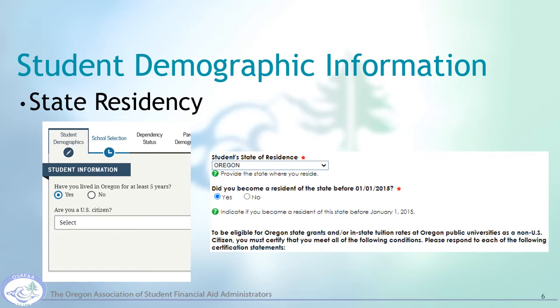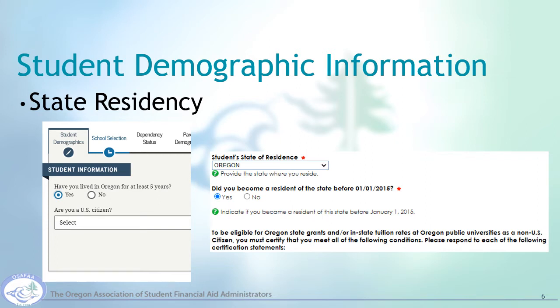The FAFSA and ORSAA collect state residency information for both the student and the parent. This is helpful in several ways. Firstly, it helps identify which students are eligible to receive state-sponsored financial aid. And secondly, the student's residency directs the FAFSA data to the appropriate state agency for reporting and analysis purposes. Please note the ORSAA data is only reported within the state of Oregon.